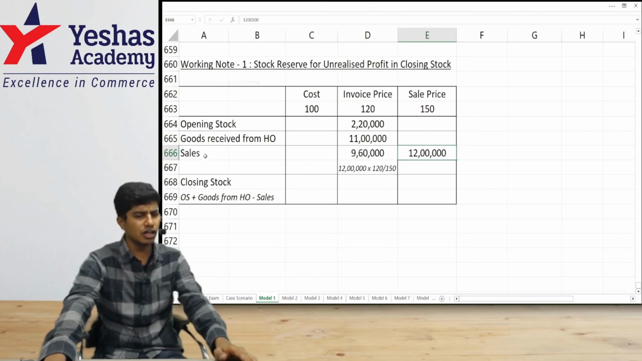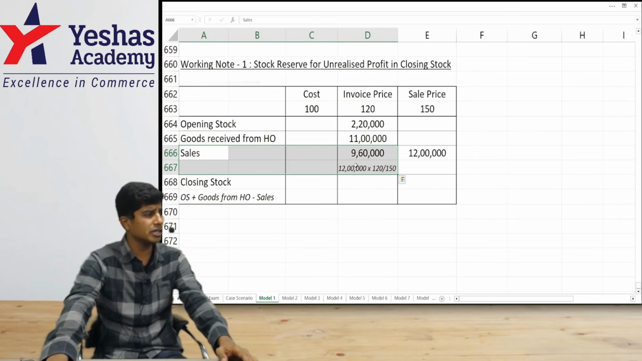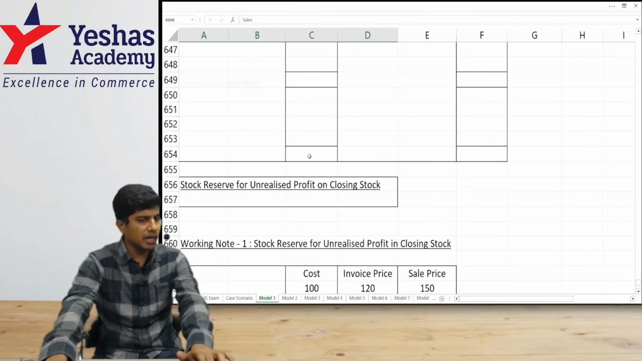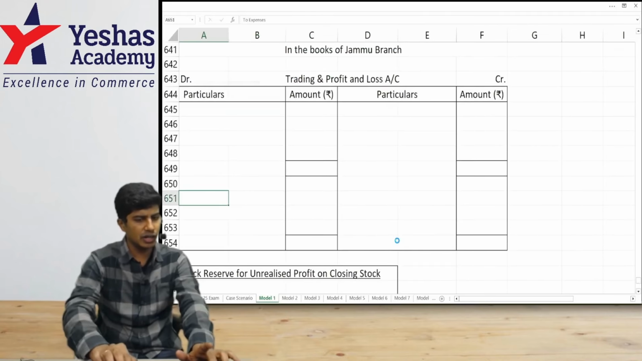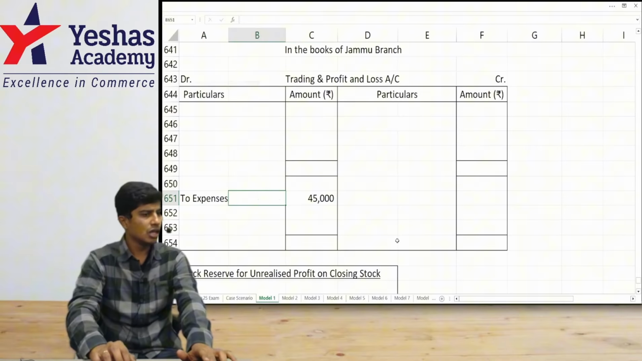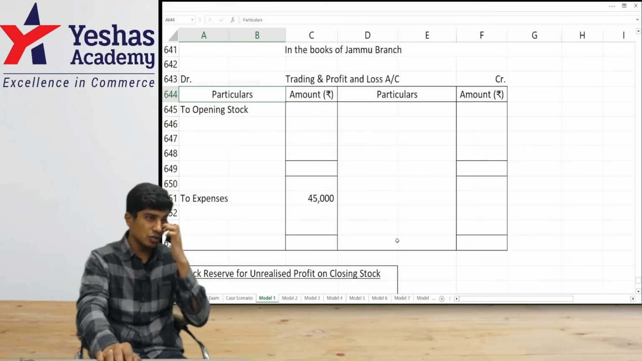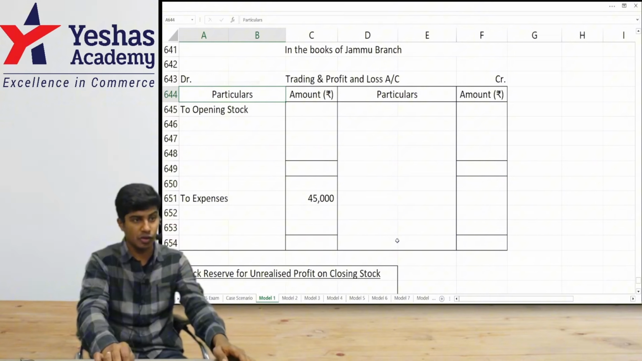Sir, why did you find the sales invoice price? Closing stock 40 lakh 100. Sales quota, they have given indirect expenses as 45. Where will this indirect expense appear? In your P&L account, debit side, you will write expenses 45,000. See, in your trading account, you have to write opening stock. Am I right? I told you, opening stock, goods sent to branch and closing stock should be at invoice price.